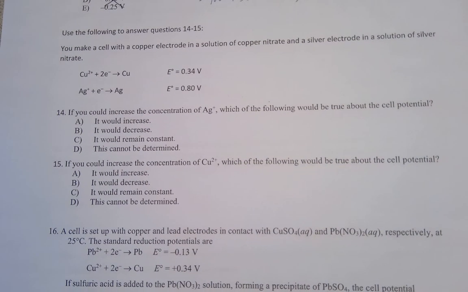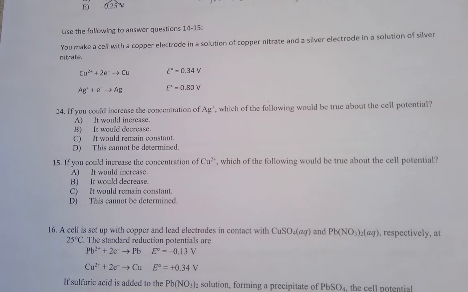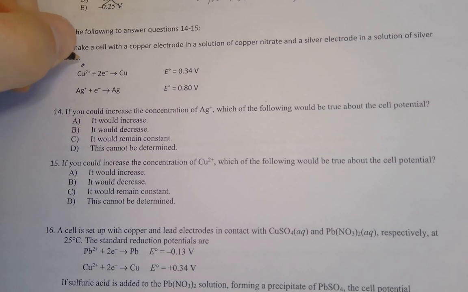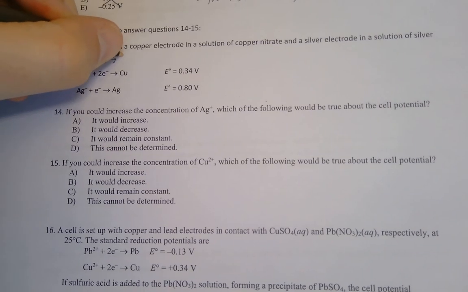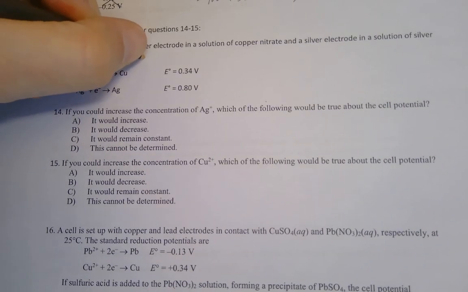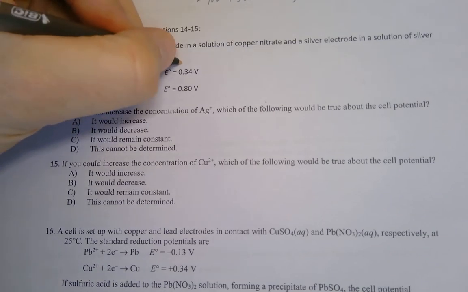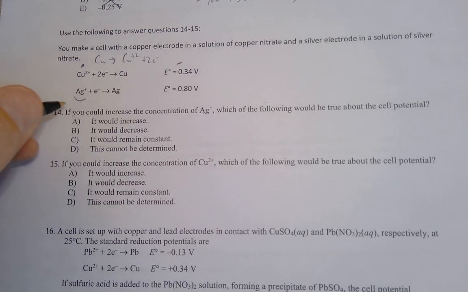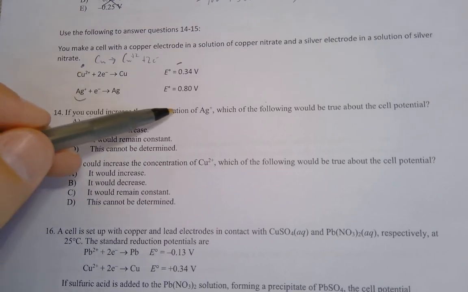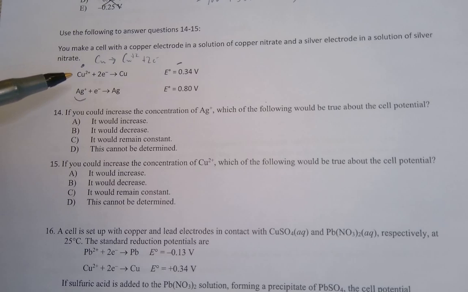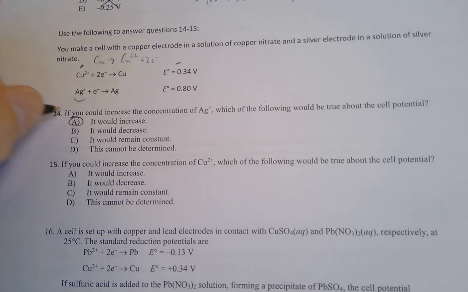I know I use that like it's a bad word in this class. So let's see who we need to flip around here. We're going to flip around our copper, so that's going to be copper goes to copper 2+ plus 2 electrons. So silver ions are a reactant for us, right? Because now that's going to be a negative. So if silver ions are a reactant and they increase the concentration of that, that's going to increase my cell potential, right? My cell potential would increase.